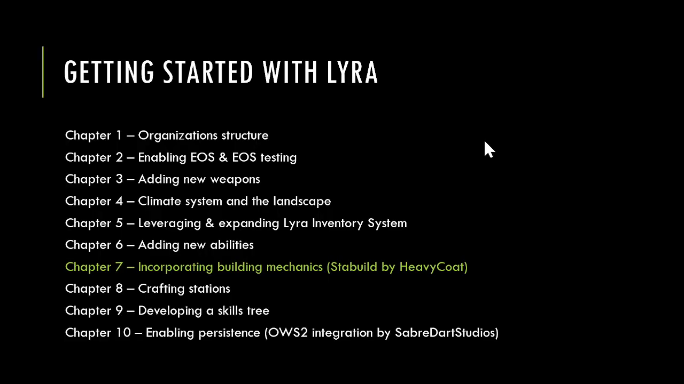So if you haven't watched the first six chapters, they were focusing on these various topics. We're in Chapter 7, where we're actually going to take our first marketplace package, the stability build system by Heavy Coat, and we're going to incorporate that via a game feature into our overall project.